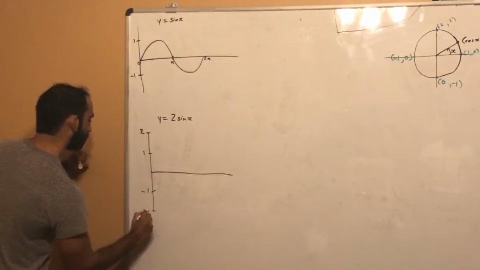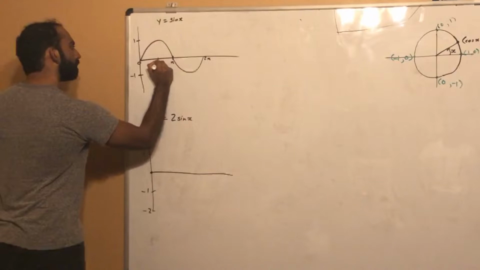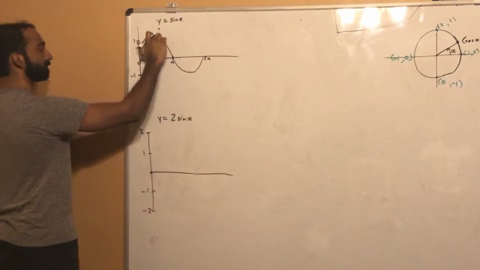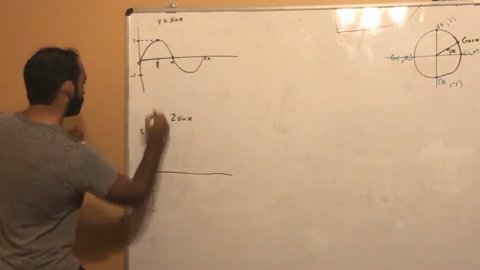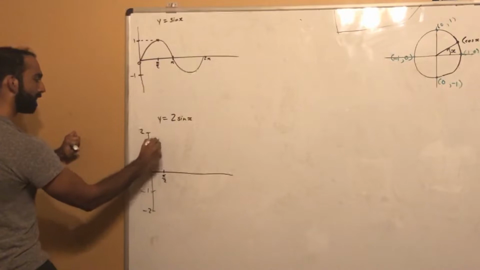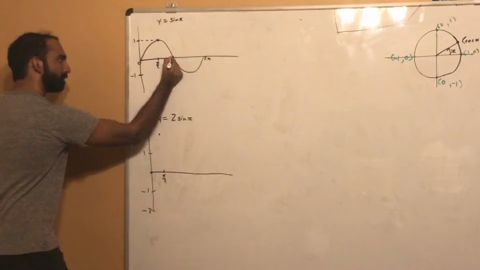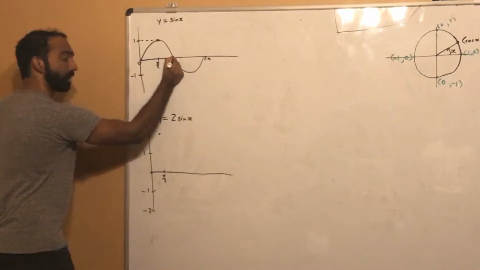But what if I multiply the y value corresponding to an x-coordinate of pi over 2, which is a y value of 1? What happens when I multiply this maximum y value by 2? 2. Yeah. So now my max value isn't 1. It's 1 times 2, which is 2. Again, here, where it touches the x-axis, that's 0 again. If I multiply 0 by 2, I still get 0.